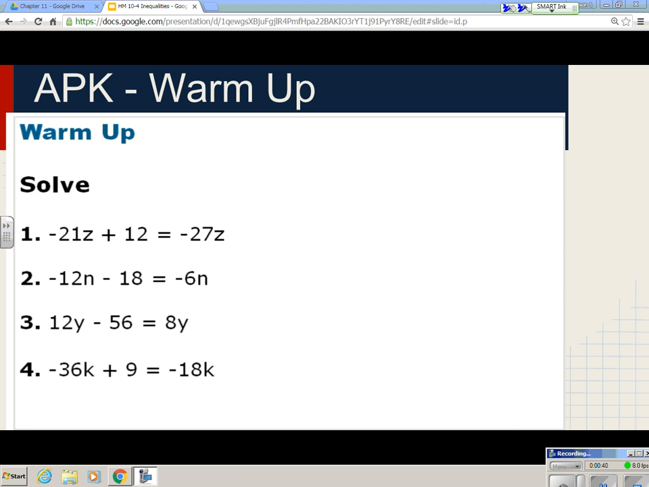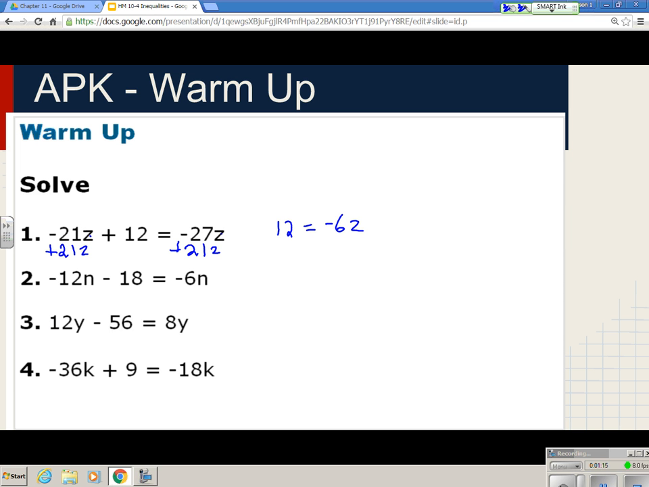So now that you've tried them, let's go through these. First thing is, just like any other problem that we've done like this, you have to move like terms. We see that we have a variable z on both sides. What if we tried to move negative 21z to the other side? If it's minus here, the only way to get rid of it is to do the opposite, which is add. If we add 21z to negative 27z, we're going to be left with 12 on this side. And here we're going to be left with negative 6z.